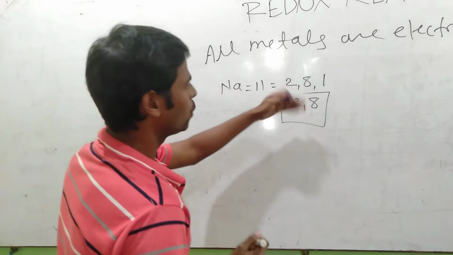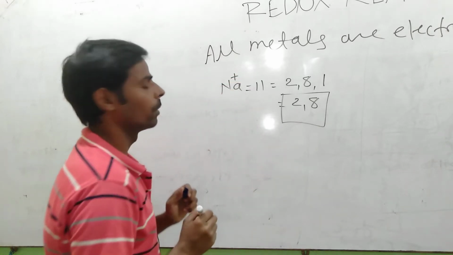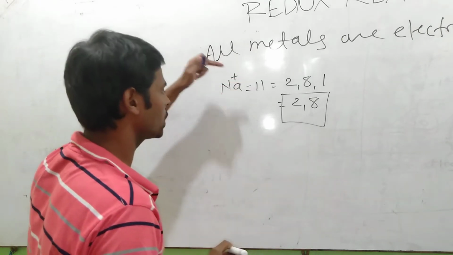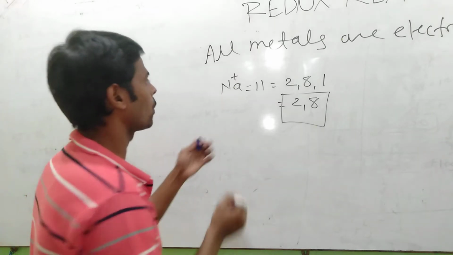It loses 1 electron, that's why it has 1 positive charge. Sodium has 1 positive charge, that's why metals are called electropositive.